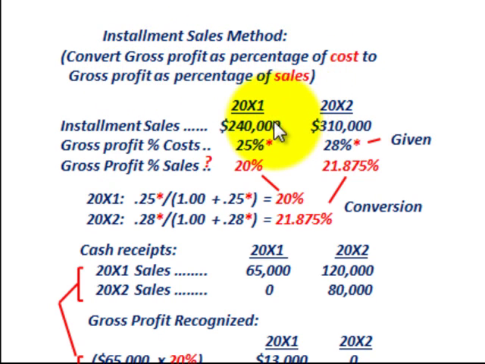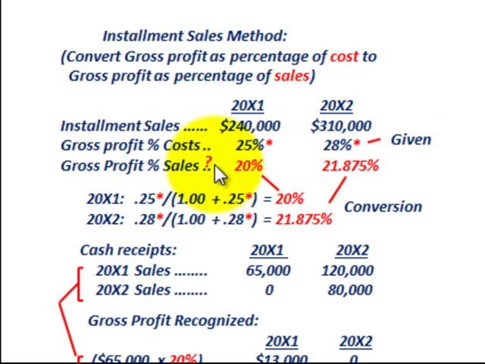So let's go look at our example here. What we're going to be doing is recording and determining how we'd recognize, or realize, any gross profit on these sales. We're going to have installment sales for 2 years, 20x1 and 20x2. We're given installment sales of 240,000 for 20x1 and 310,000 for 20x2, and we're also given the gross profit as a percentage of cost, 25% for 20x1 and 28% for 20x2. So that's what we're given.